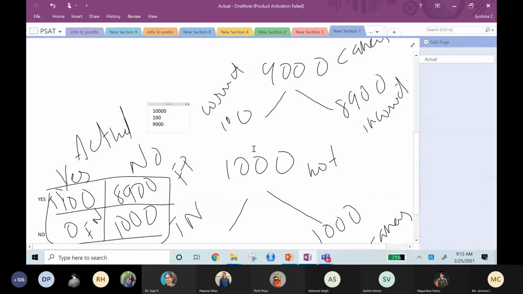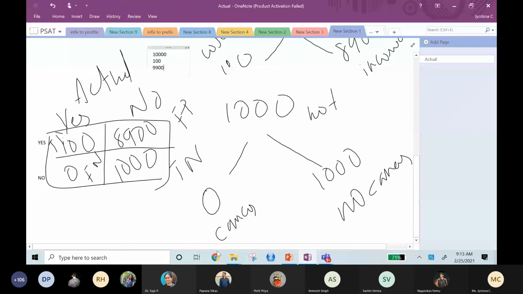Predicted is 8,900. This is the 1,000 you had predicted as not having cancer. So in that not having cancer, actually 0 are actually having cancer. This is not having cancer. Okay, so 0 I wrote it here and 1,000 it is not having cancer.